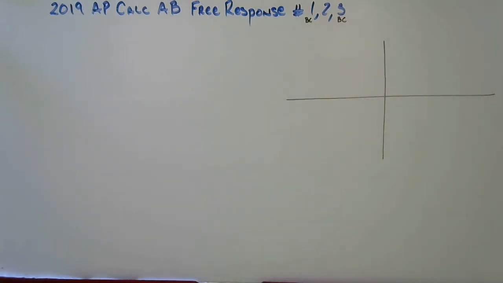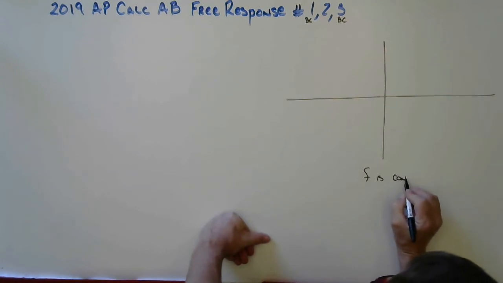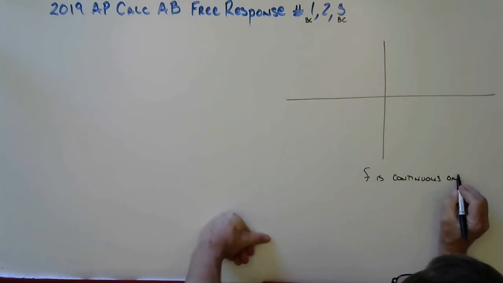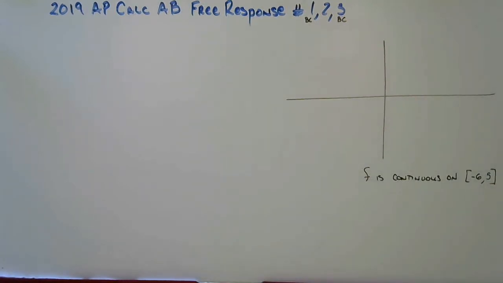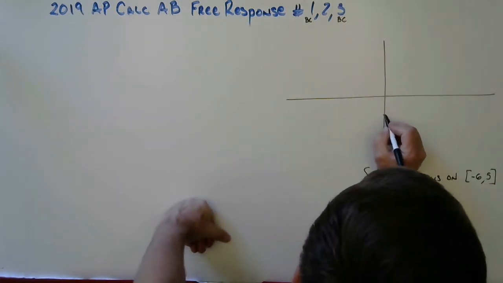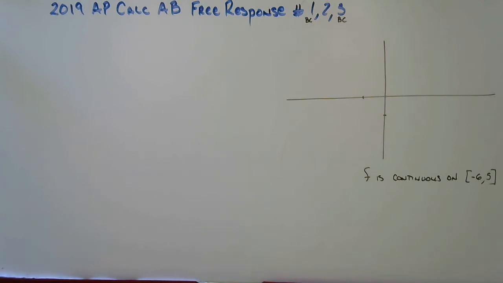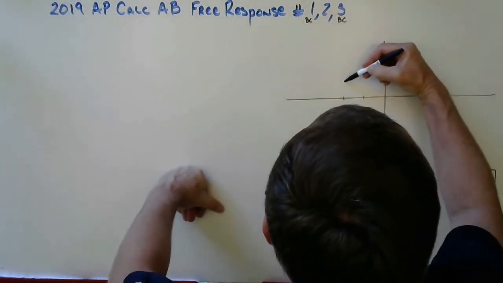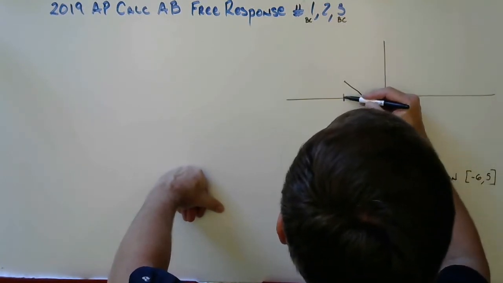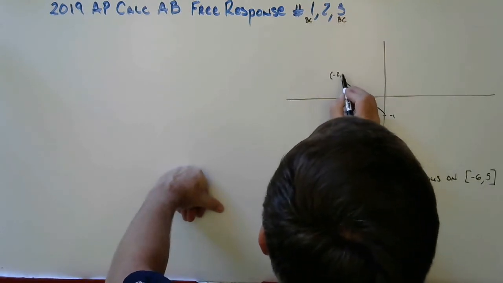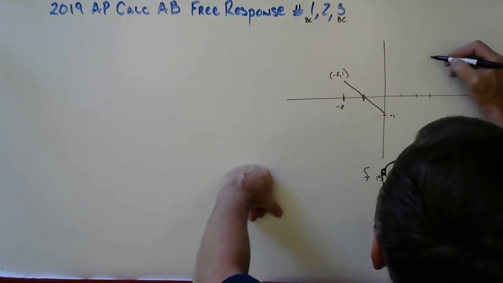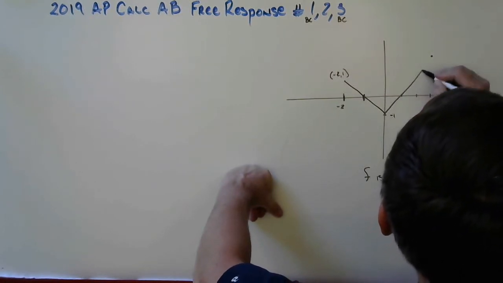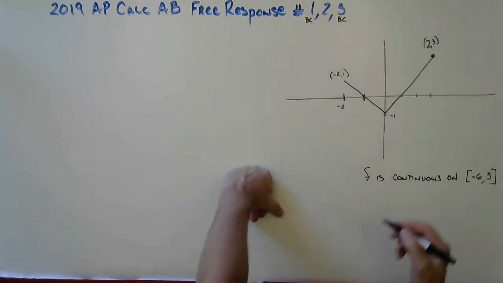Now, what have they told us? They told us our function f is continuous on -6 to 5. But they didn't show us the whole graph. The graph goes from -1, 1 up to -2, 1 right here. And so this line has a slope of -1. And then from there, it goes up to 2, 3.